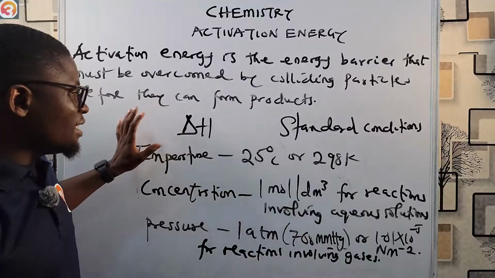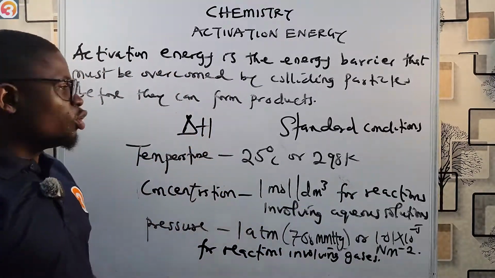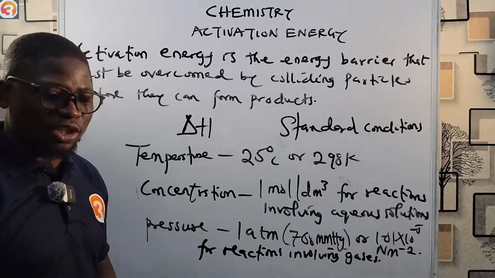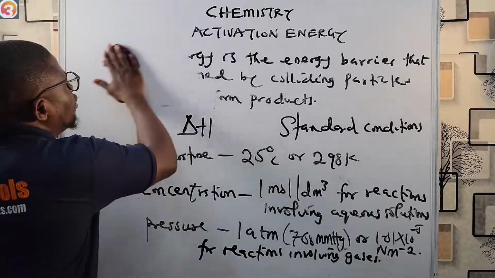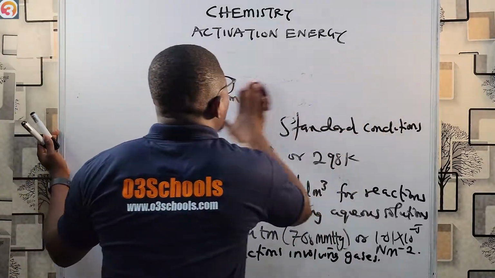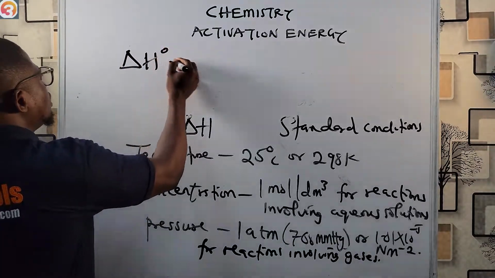Now when delta H, the heat content or energy change, is measured under the standard condition, we do not call it delta H again. We call it the standard heat of reaction. We call it delta H naught, which is called the standard heat of reaction.